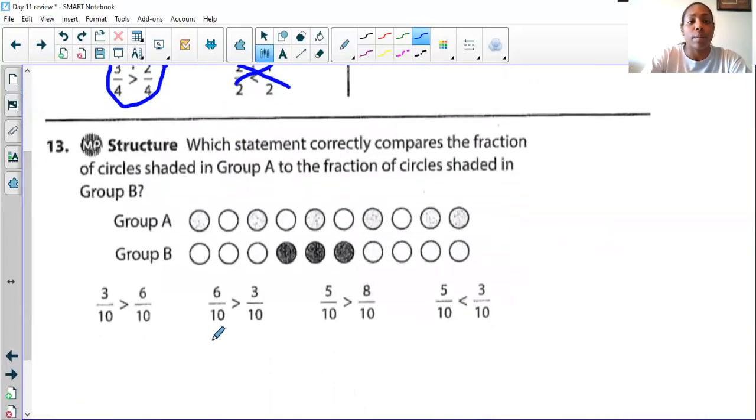Question number 13. Which statement correctly compares the fraction of circles shaded in group A to the fraction of circles shaded in group B? So I know for group A, I see 1, 2, 3, 4, 5, 6. And then for group B, I see 1, 2, 3. So I want you to go ahead and answer that question on your own. I don't want to help you with that one because I know you can do it. Go ahead and do that at this time.